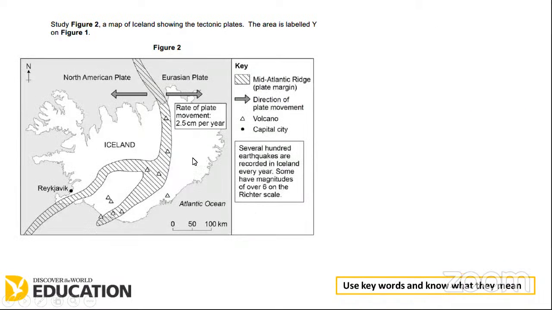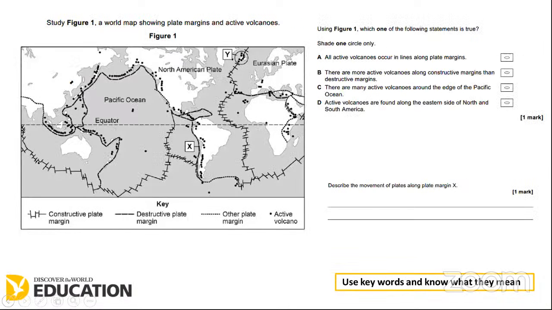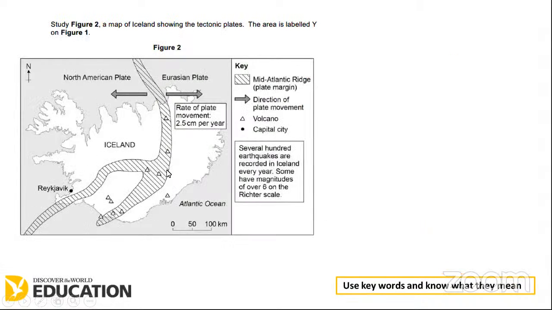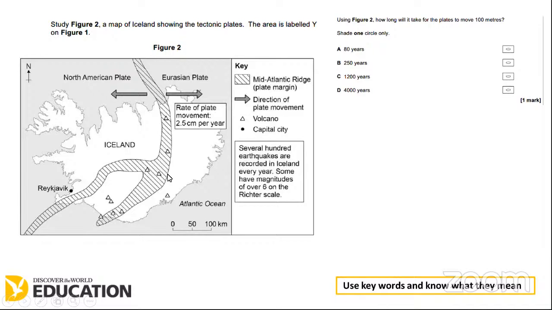Okay, this one says, study figure 2, a map of Iceland showing the tectonic plates. The area is labelled Y on figure 1. Okay, so if we go back to figure 1, it's here. Okay, and then here we have this. The first question is, how long will it take for the plates to move 100 meters?